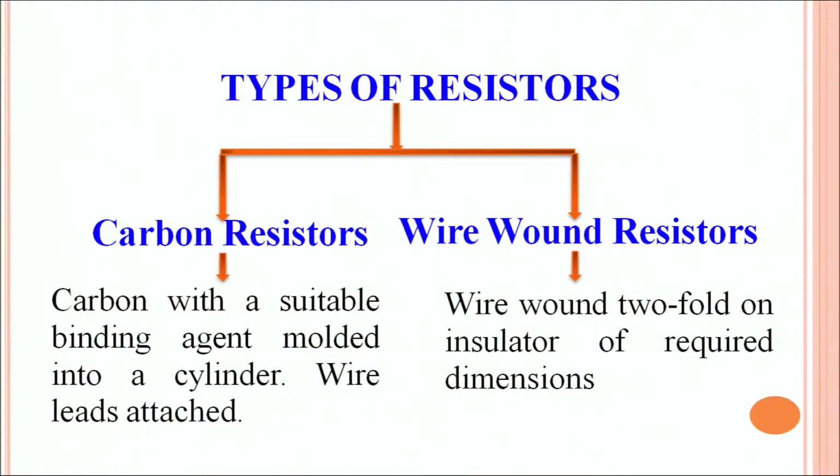There are two types of resistors. First, carbon resistors. What are carbon resistors? This is basically carbon matter along with a suitable binding agent, molded into a cylinder, and you attach leads to it to connect it to any circuit. The other type of resistor is wire wound resistors. Basically, you take a wire of desired resistance, fold it in double and then wind it over an insulator.